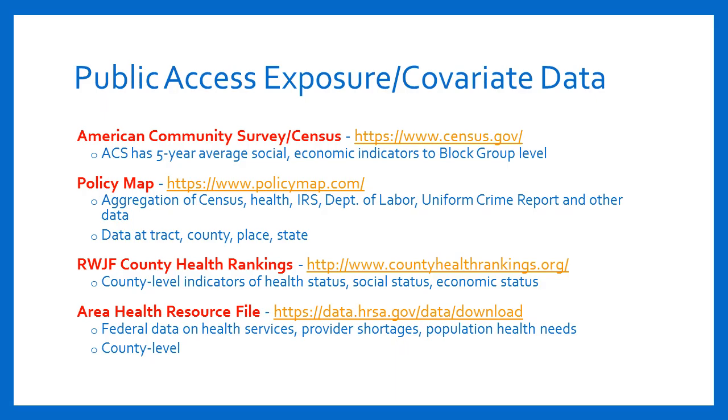Here are just a few websites that have public access data that's relevant for some of those domains just listed. Of course, the American Community Survey census is the sort of go-to for population data. It also has a lot of social and economic data. But the other three options, PolicyMap, the Robert Wood Johnson Foundation's County Health Rankings, and HRSA's Area Health Resource File, all have additional information that's often put together with a census to produce new kinds of insights. So these are all really useful sources.